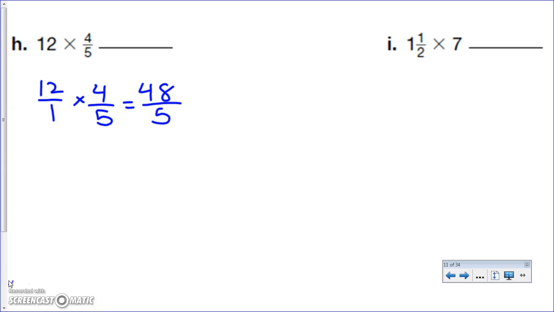Next, we're going to divide 5 into 48. And we know it goes in 9 times, which 5 times 9 is 45. And that gives us a remainder of 3. So our answer is going to be 9 and 3/5.